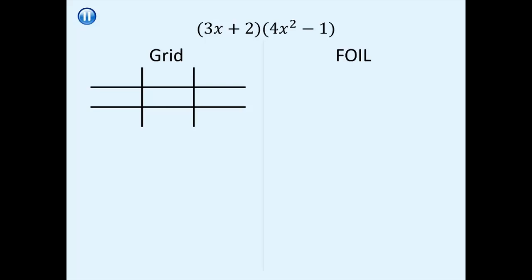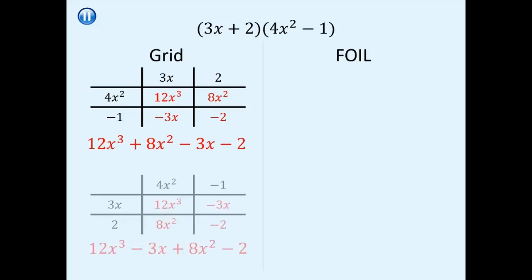Okay, if you did that using the grid method, this is what I would have expected you to get. And just in case you did the 3x plus 2 on the left-hand side instead of the top, which is my habit, the alternative is below. You'll notice you've got exactly the same answer with the exception of these two middle terms swapping over. It's made no material difference to your answer. It's only changed the order of the terms.